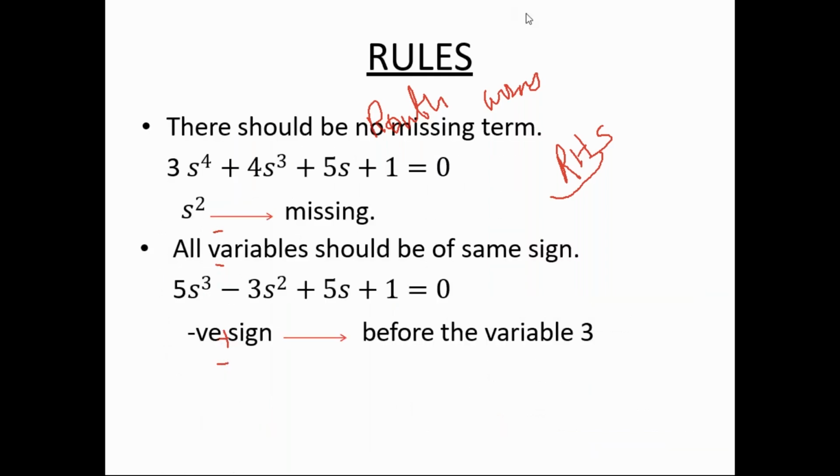Next, these are the rules we have to follow in the Routh-Hurwitz criteria. The first one is, there should be no missing term. If you consider this equation, 3s square, 4s cubed, 5s and 1, there is no s square term. So in the place of the s square term you can keep 0. Next, all variables should be of the same sign. Suppose the signs are mixed, then there is a chance of getting an unstable condition. So these are the two rules we have to follow in the Routh-Hurwitz criteria.